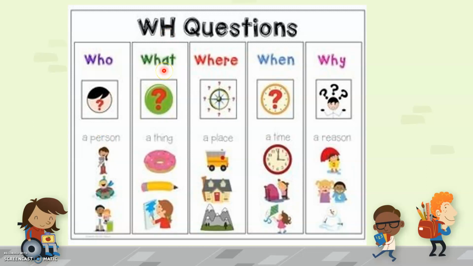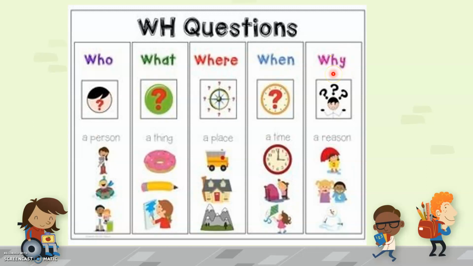What? We use it to ask about a thing. What is this, for example? So you need to answer by the name of the thing. Where? We use it to ask about a place. For example, where are you? At home, at the park, for example. So you need to answer by a name of a place. When? We use it to ask about the time. When do you usually wake up? So you need to answer by time.